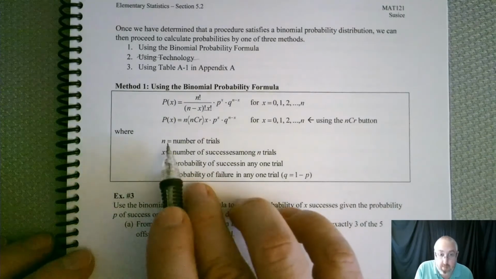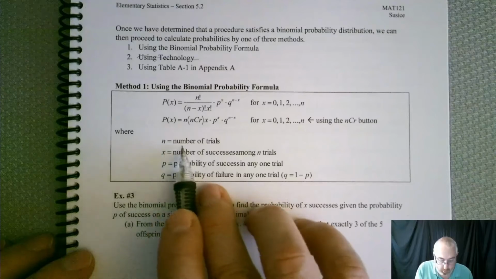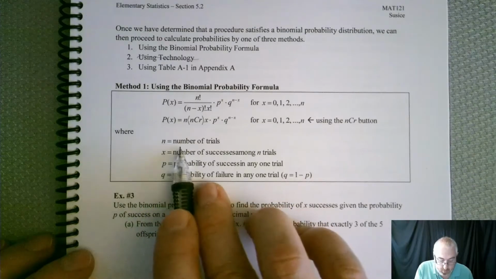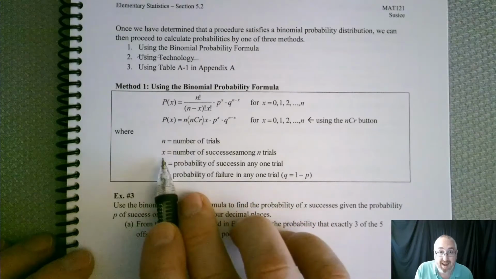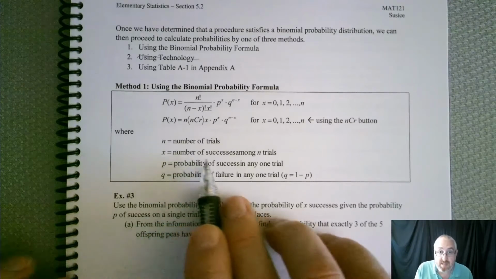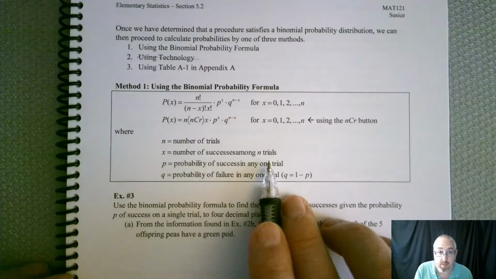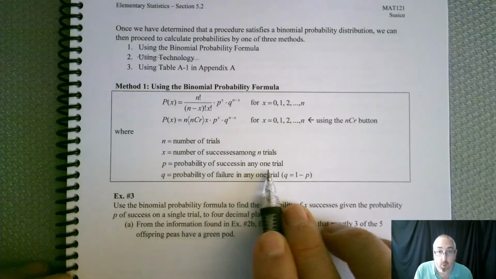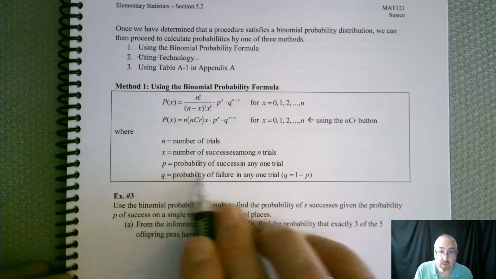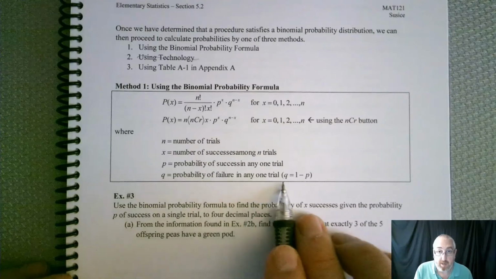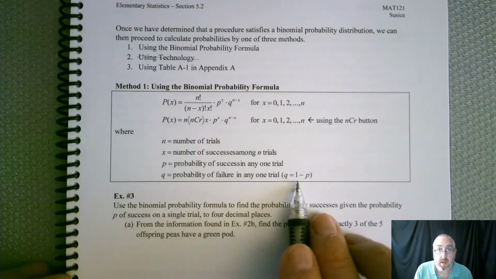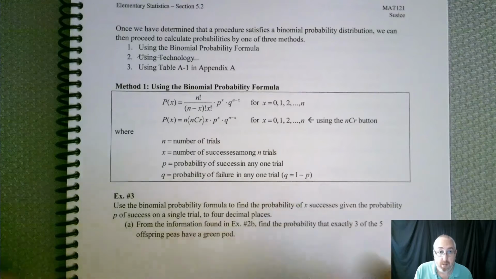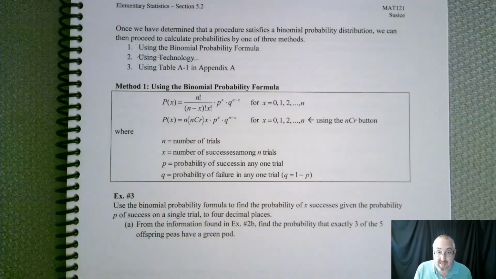Now, some of the variables that we talked about last time were the value n, which is the number of trials. We got x, which is a specific number of successes among the n trials. We got p is equal to the probability of success in any one trial, and then q is the probability of failure. And remember, q is always found by taking 1 minus p. So, all right, let's see it in action.